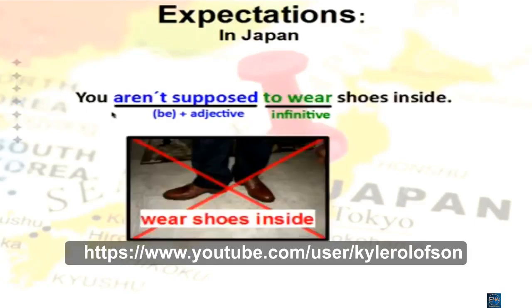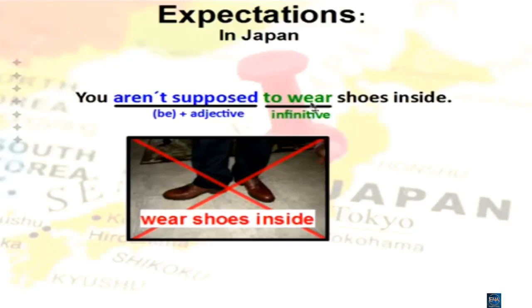Another example. You aren't supposed to wear shoes inside. Again, the negative form of be, my adjective, supposed, and then the infinitive, to wear shoes inside. You aren't supposed to wear shoes inside.